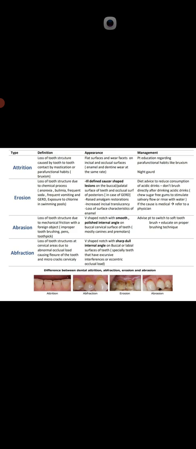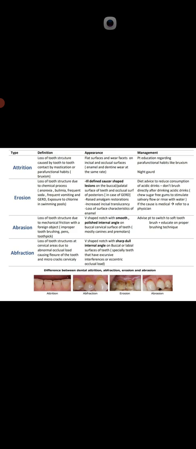Like in anorexia, bulimia, frequent soda intake, frequent vomiting, gastroesophageal reflux disease, and exposure to chlorine in swimming pools. In all these conditions, there is a chemical dissolution of the tooth structure. As a result, there will be loss of tooth structure. This is known as erosion.